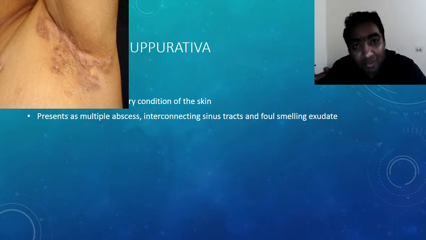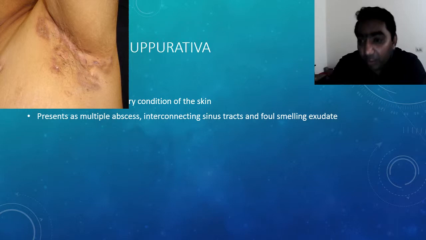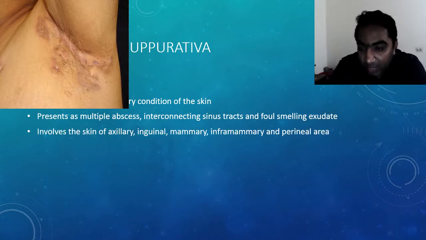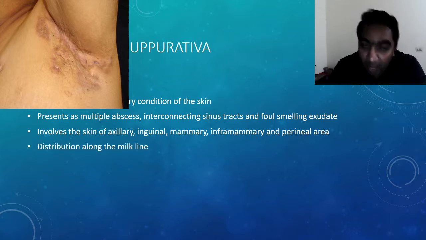Many times, rather than the physical part of it, the high recurrence rate causes a high amount of psychological depressive state for the patient. Generally, hidradenitis suppurativa involves the skin of the axillary, inguinal, mammary, inframammary and perineal area. That is, it is distributed along the milk line.